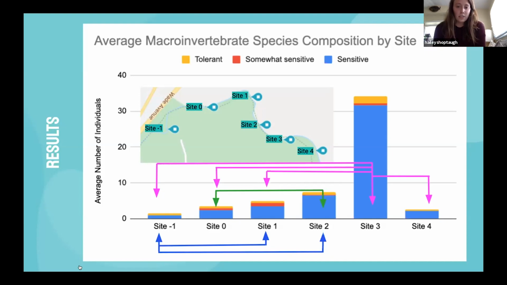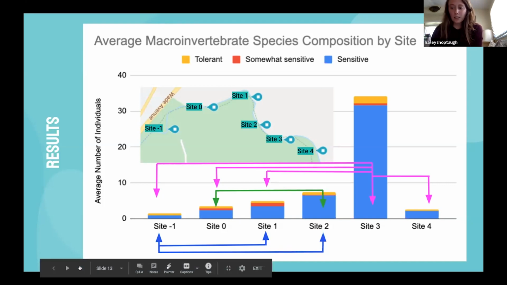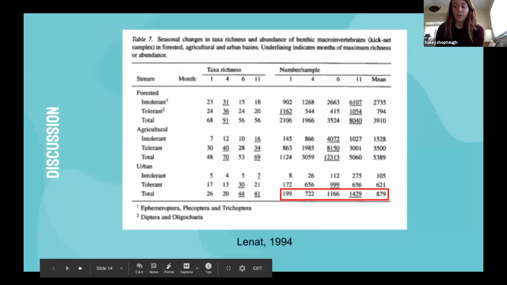But each of these arrows indicates statistically significant differences, which were determined by a one-way ANOVA test followed by a Tukey's test. So site 3 was significantly statistically different from every other site on the map except for site 2. And then site -1 was different from sites 1 and 2, but not site 0. And site 0 was different from everything except for site 1. So we did see some good differences between sites, but we didn't see them among sites, and that's something I'm going to talk about right now.